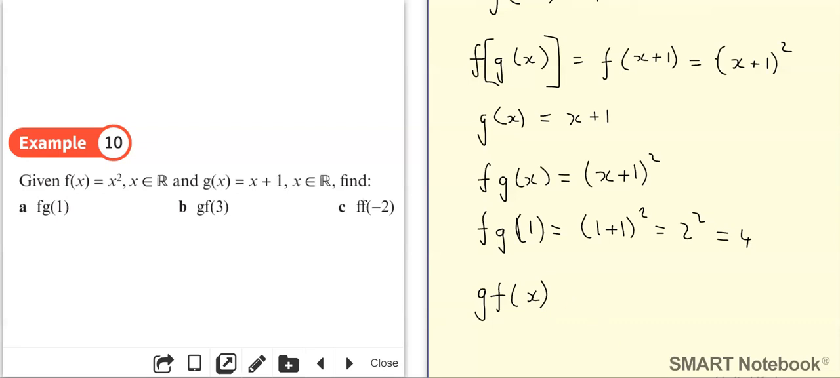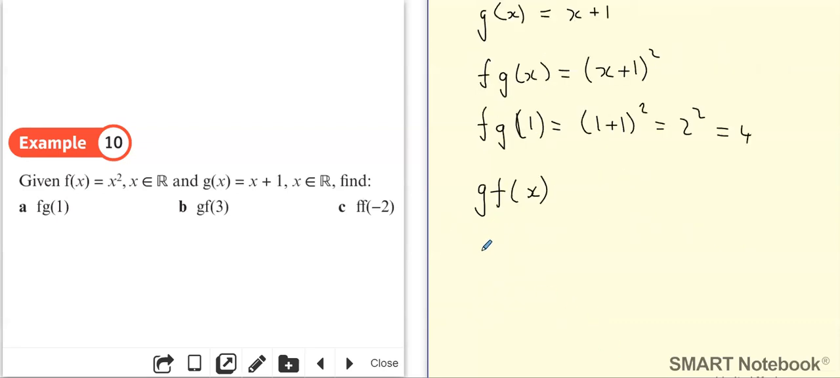Right, let's have a look at this. So how am I going to tackle this? Starting point is to look at f of x. f of x equals x squared. So this then is the same as saying g of x squared.